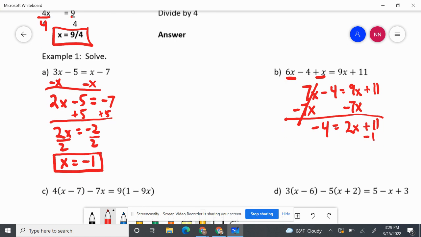Then I'm going to subtract the 11. And I get negative 15 equals 2x. I divide it by 2. So that means I isolate the variable. I get it by itself. So x is equal to negative 15 over 2.